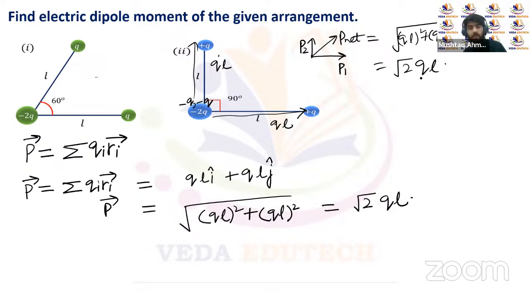Root 2 q multiplied by L. So this is another way of calculating this dipole moment here, right? Now, talking about part one here.